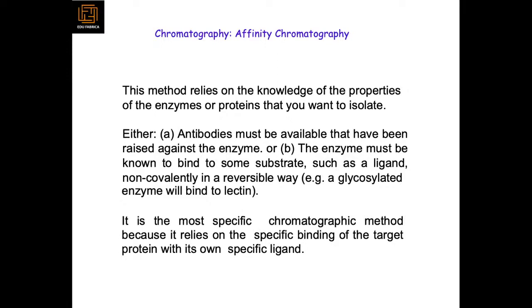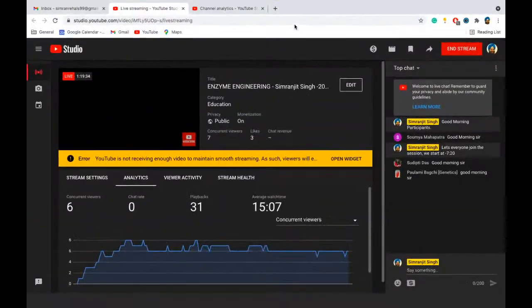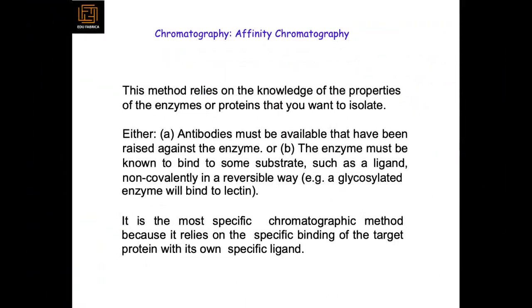So in affinity, let's continue. This method relies on the knowledge of the properties of enzymes or proteins. So antibodies must be available that have been raised against the enzyme, and the enzyme must be known to bind to some substrate, such a ligand, non-covalently in a reversible way. It is the most specific chromatographic method because it relies on the specific binding of the target protein with its own specific ligand.